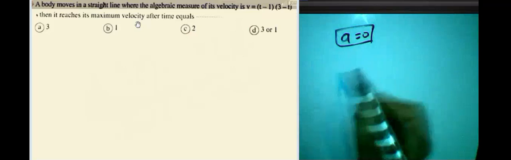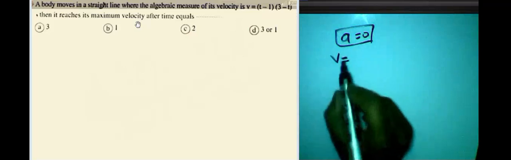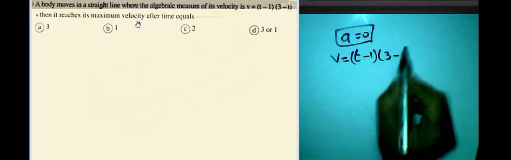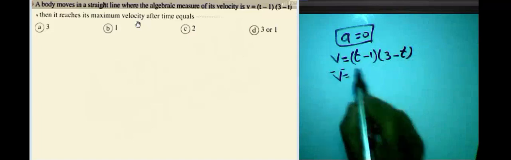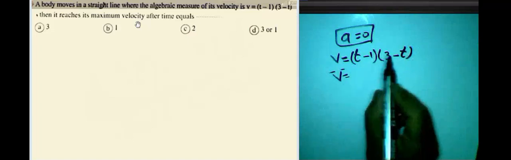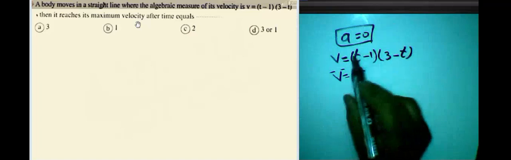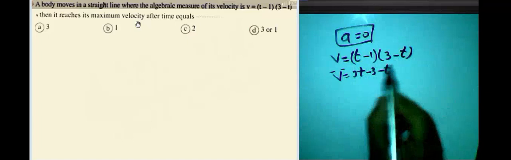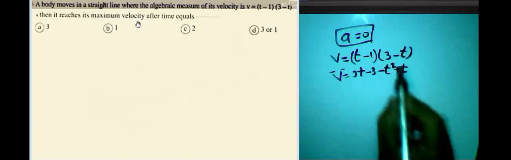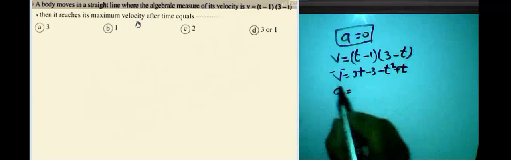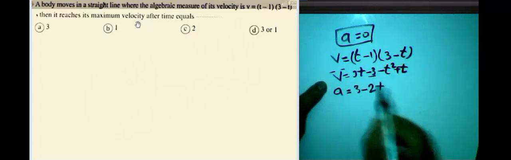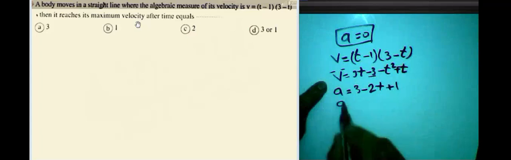Can you find the acceleration? Acceleration in this example is the derivative of velocity, because v equals t minus 1 multiplied by 3 minus t. We can find the result using the distributive property. t times 3 equals 3t, and 3 times negative 1 equals negative 3. Negative t times t equals negative t power 2. Negative t times negative 1 equals t. Then the acceleration equals 3 minus 2t plus 1, equals 4 minus 2t.